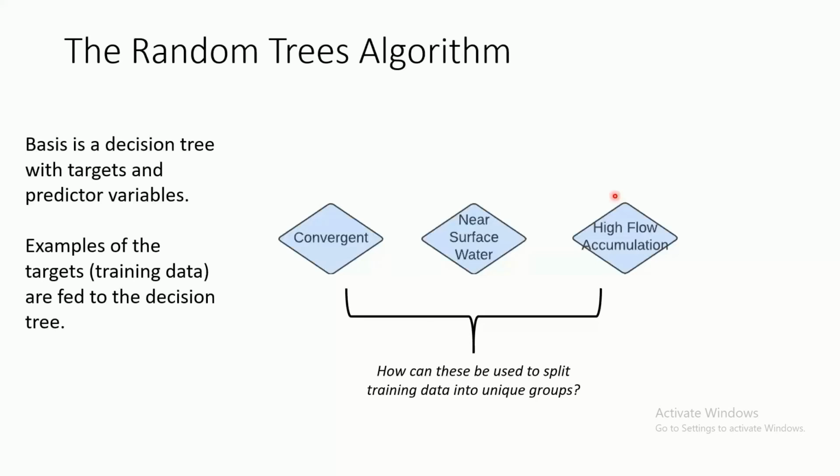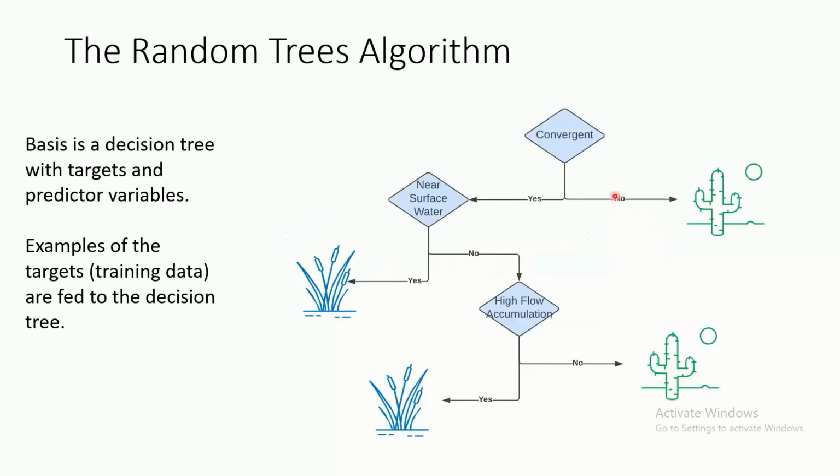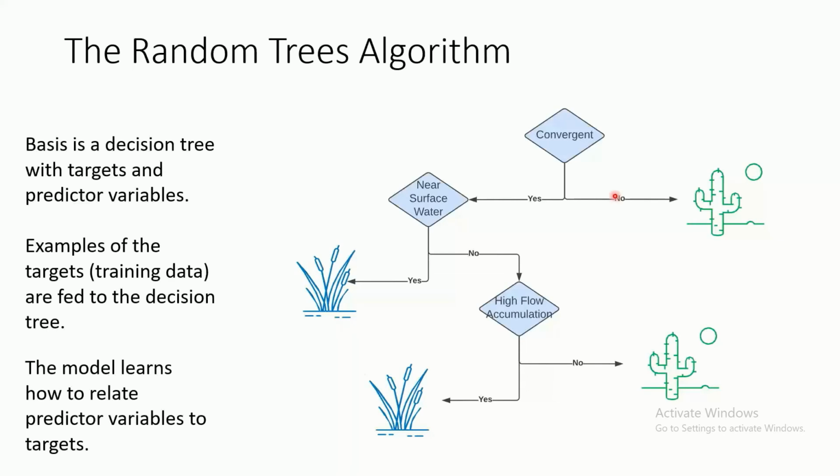And a decision tree is going to do that given examples of your targets, which is referred to as training data. So here we can think of this as 4 different examples of wetland and non-wetland. And as the different examples of each target are fed through this decision tree, the model starts to learn how to relate your predictor variables to your target. So from this example, it may learn, okay, wetlands are close to streams and they're convergent, versus with its next example, it will start to build up a rule that non-wetlands have low flow accumulation.